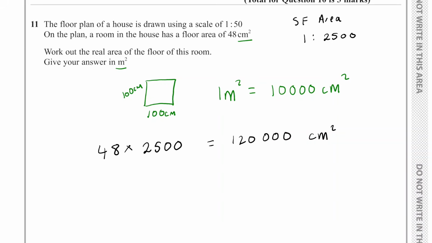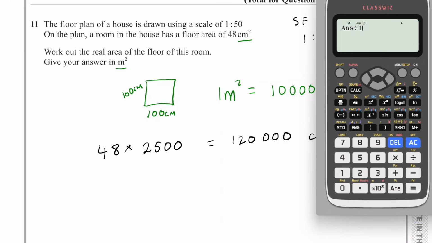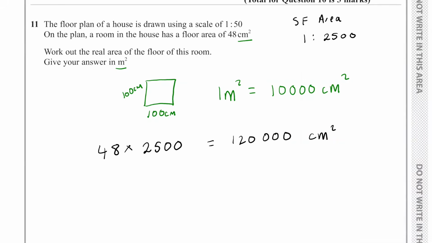We need to change that into meters squared. So divide by 10,000, because each 1 meter squared is 10,000 centimeters squared. We get 12. So 120,000 divided by 10,000. So 12 meters squared.